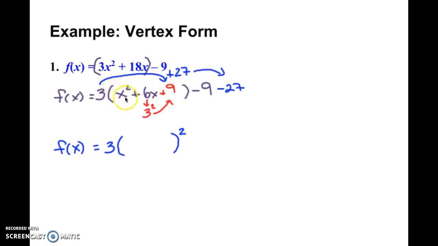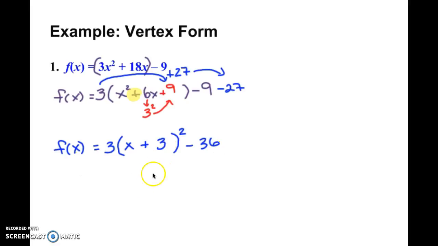So you take the square root of x squared, which is always going to be x in these problems. We take this sign from the middle. So this sign right here, which is a plus, so I put the plus right there. And then I take the square root of 9, which is this 3 that I found in the first place. And then at the end, I have negative 9 minus 27, so that's going to be minus 36. So now I have this rewritten as a quadratic in vertex form.